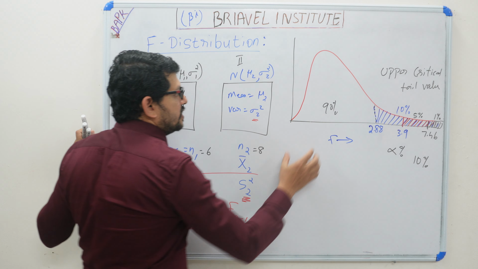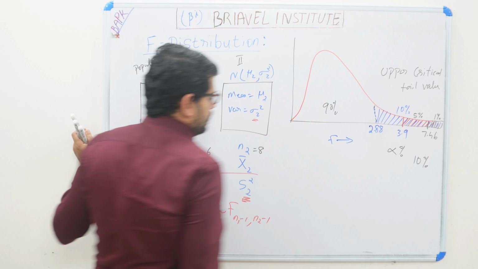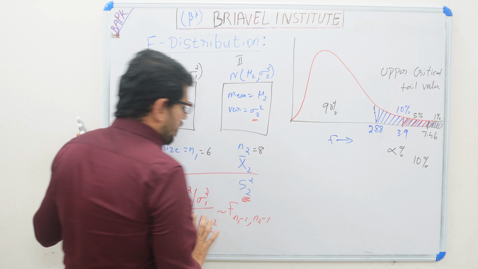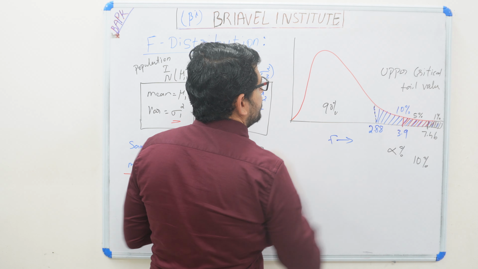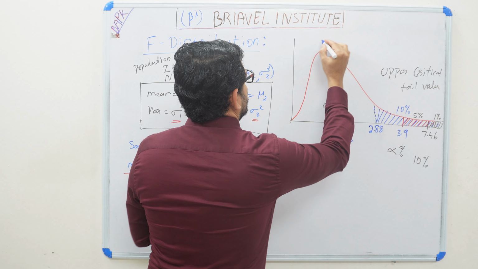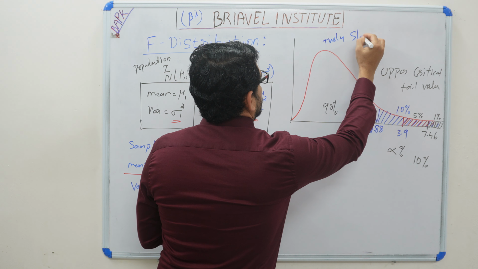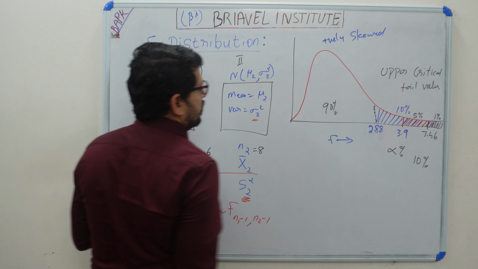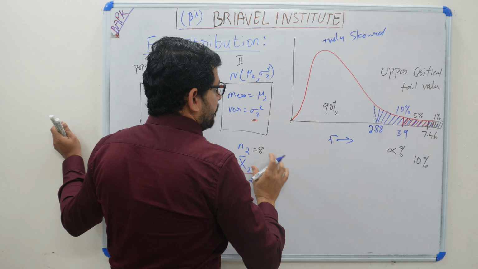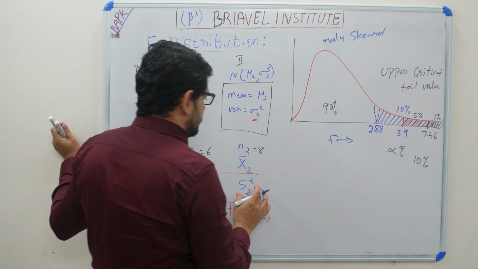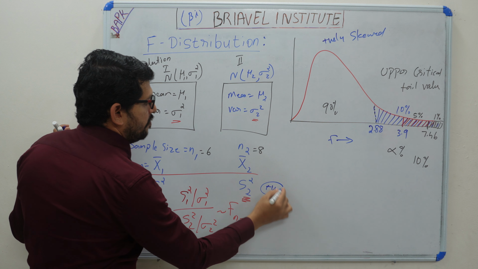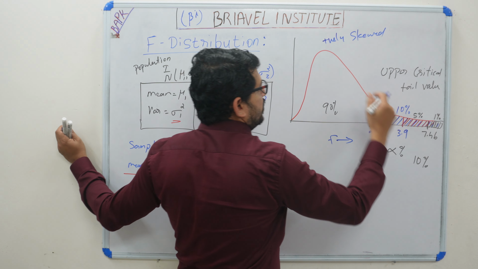N1 and N2 decide the shape of the distribution, and the shape will always be positively skewed, because variance is always a positive value. So it is positively skewed.